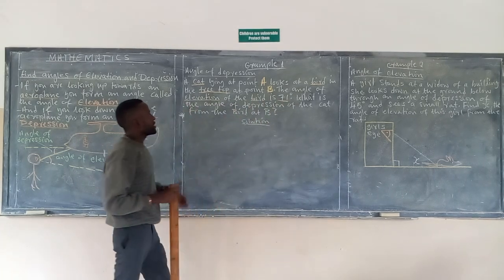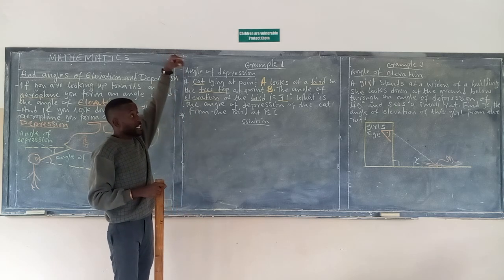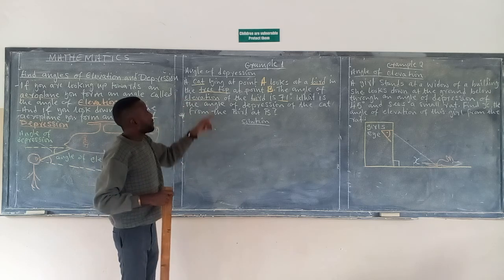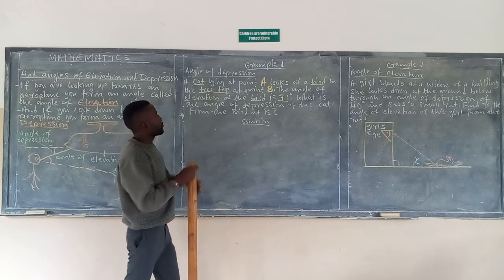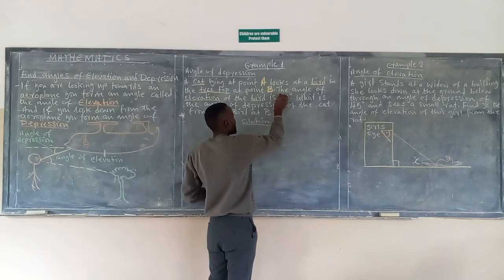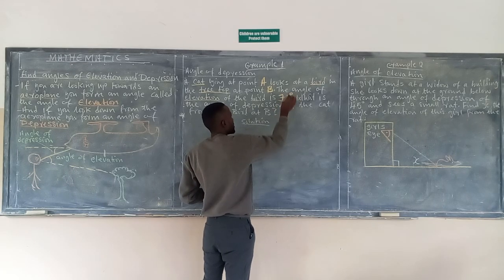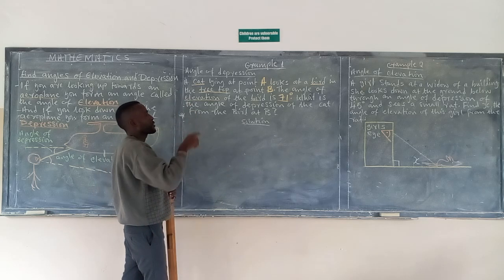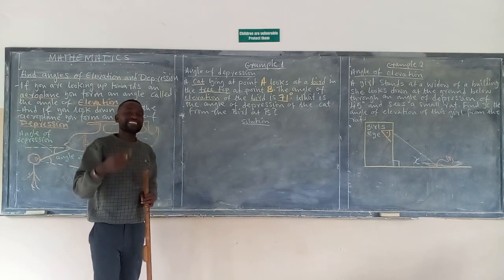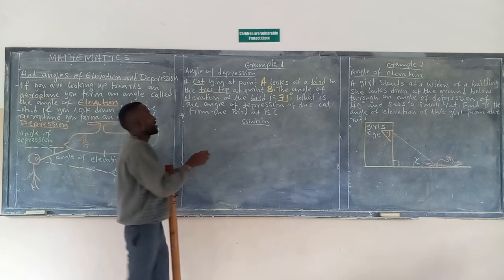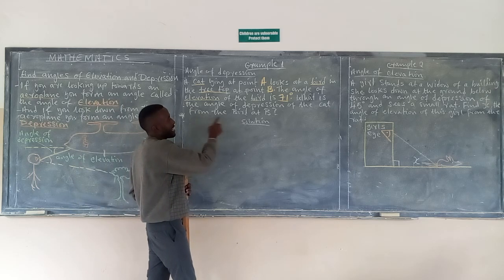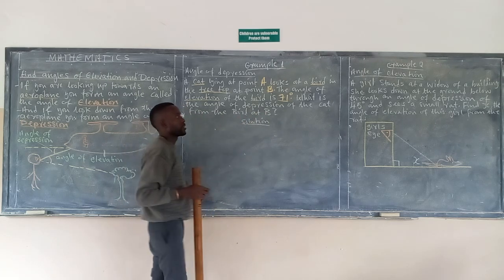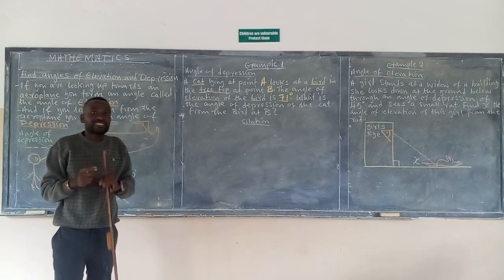So meaning that the bird, as it is on top of the tree, looked down to see the cat. So when it looked down, it formed an angle of elevation of 71 degrees. What is the angle of depression of the cat from the bird at B? So that is how questions come.